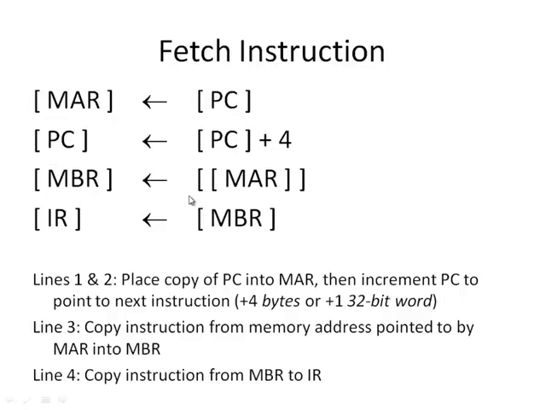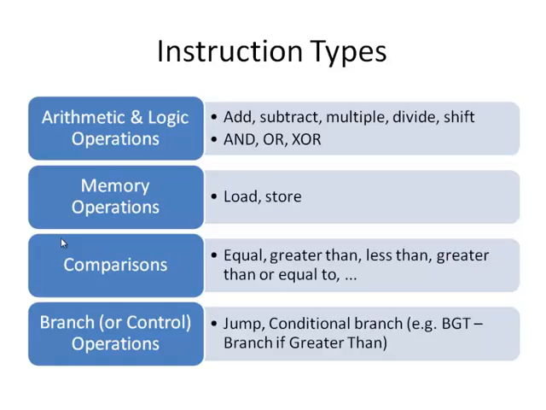Now with these double brackets, instead of copying the value stored in the memory address register, we're using that value to access memory. So we're going to copy the value stored in memory pointed to by the memory address register. So we're copying the value from memory into the memory buffer register, and then finally copying the value from the memory buffer register into the instruction register. So we go through those 4 steps for each instruction as we're trying to read the instruction from memory and have it in the instruction register ready for execution.